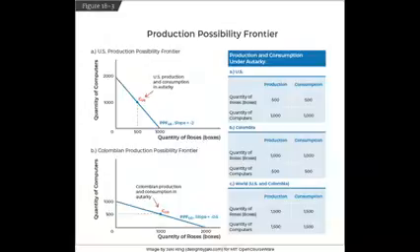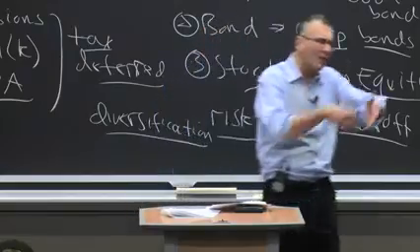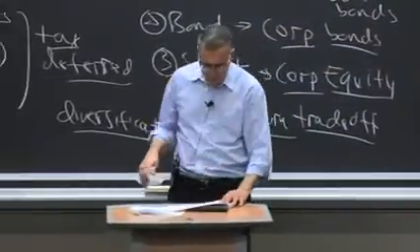On the top, we have the U.S. Let's say that the U.S.'s production possibility frontier is the following. Given the resources we have in the U.S., we could produce 2,000 computers or 1,000 boxes of roses. Given our resources, our skill level, our capital intensity, etc. Now go to Colombia.